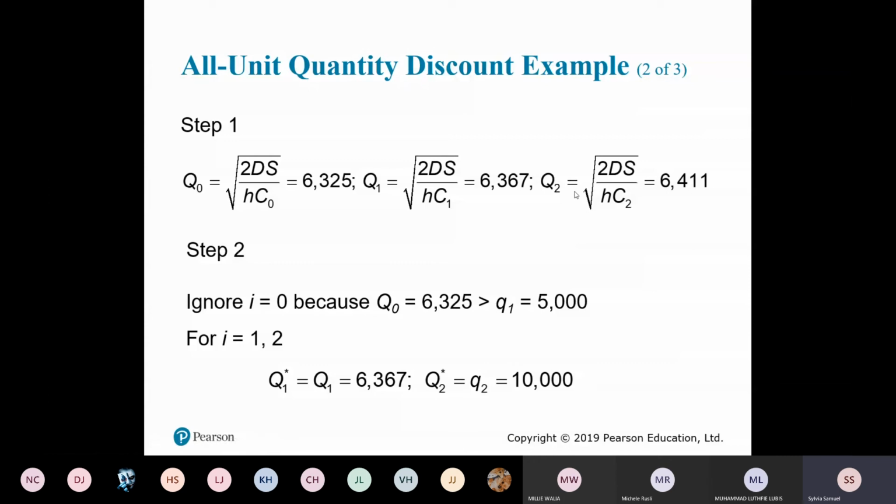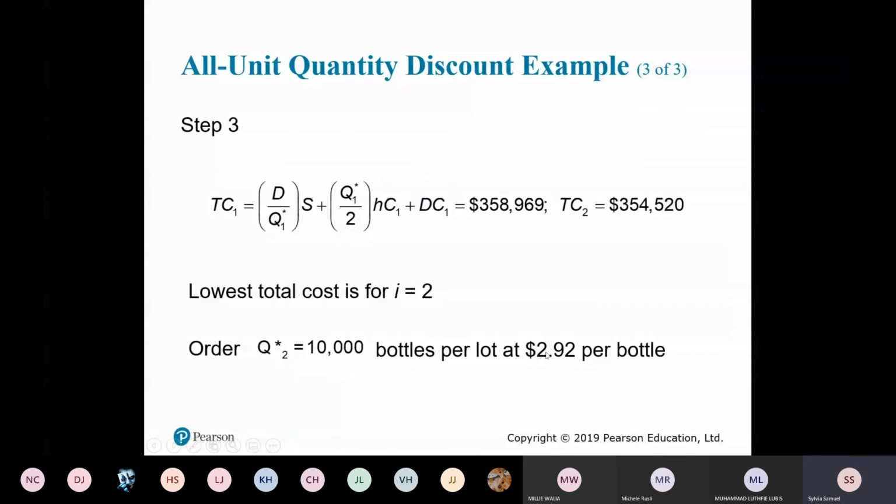Okay, and then step 2, we ignore Q0 because quantity 0 is larger than quantity 1. Quantity 1 is 5,000. So shall we give a discount? So if we're using this one, 6,367, and then for Q2, they're using 10,000. Okay, let's move to the next slide. So the total cost will be 354.